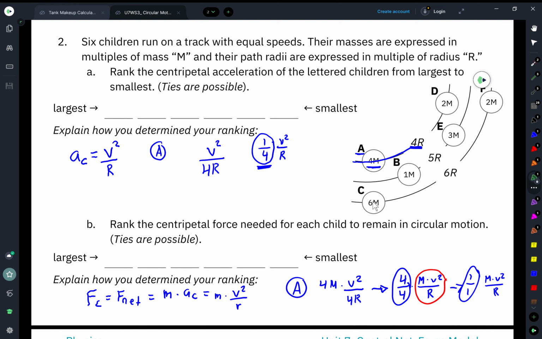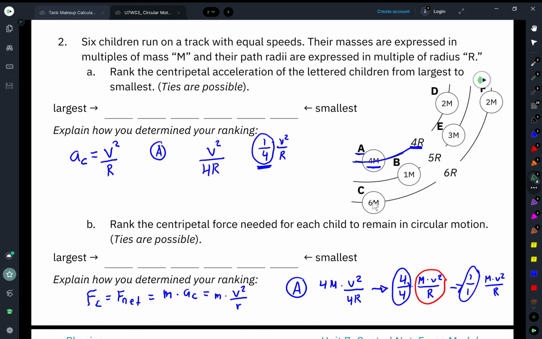Okay, so we're going to continue with Unit 7, Worksheet 3, Circular Motion Examples. We're going to continue with problem number 2, which is where we left off. Previously, we talked about how we could set up both part A and part B. But now I'm going to go through solving the entirety of the problem rather than just the setup.